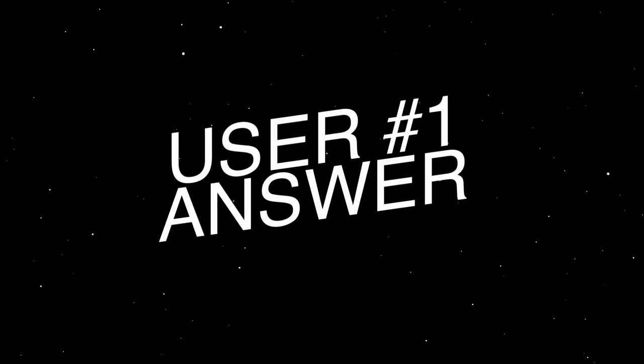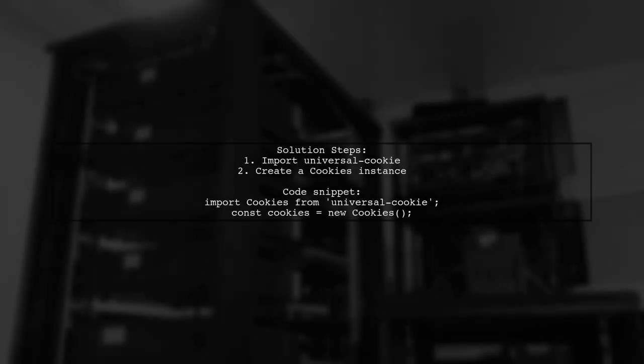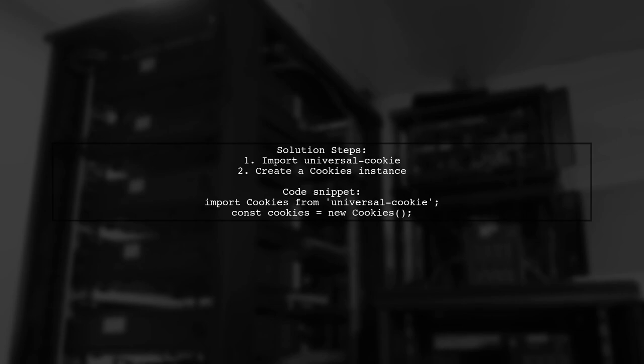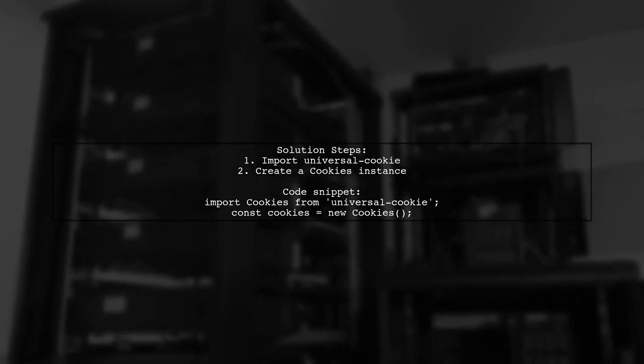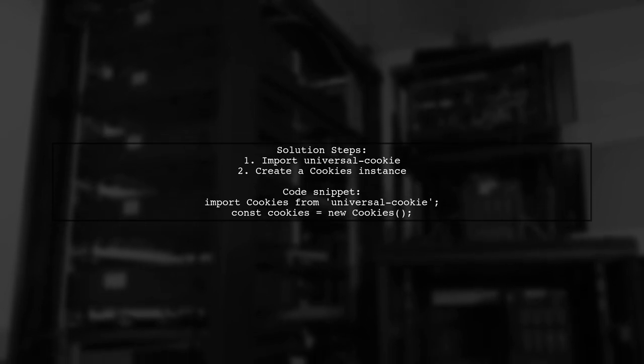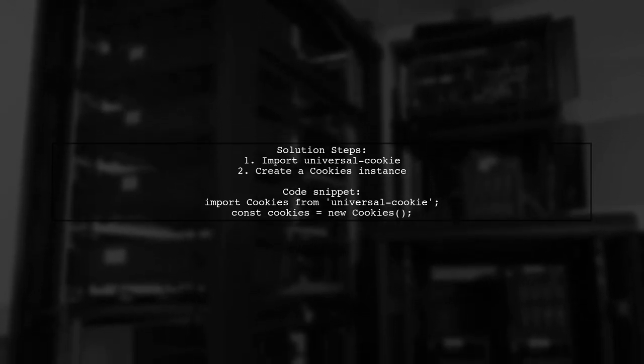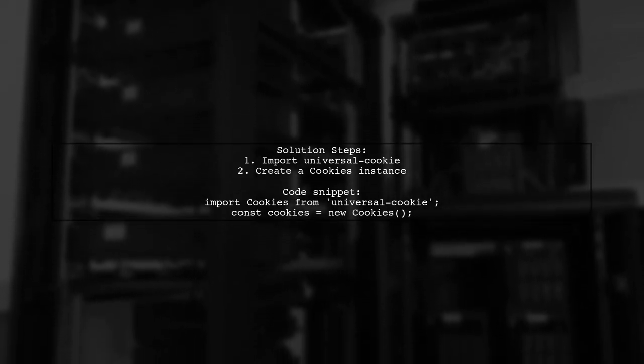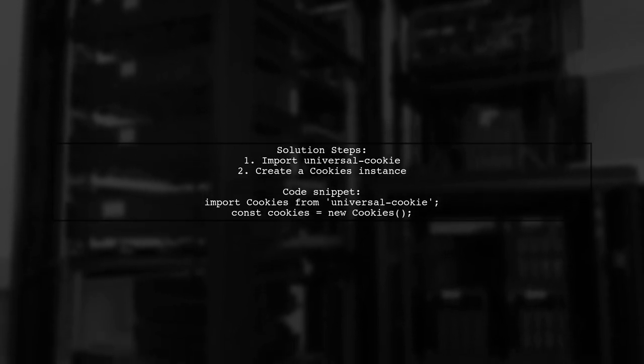Let's now look at a user-suggested answer. To resolve the "missing the cookie header or object" error in your React smoke tests, ensure you have imported Universal Cookie and created an instance of it. This is crucial for managing cookies in your application.